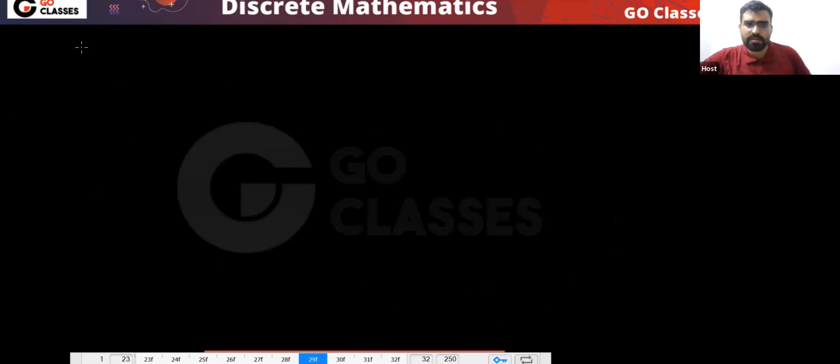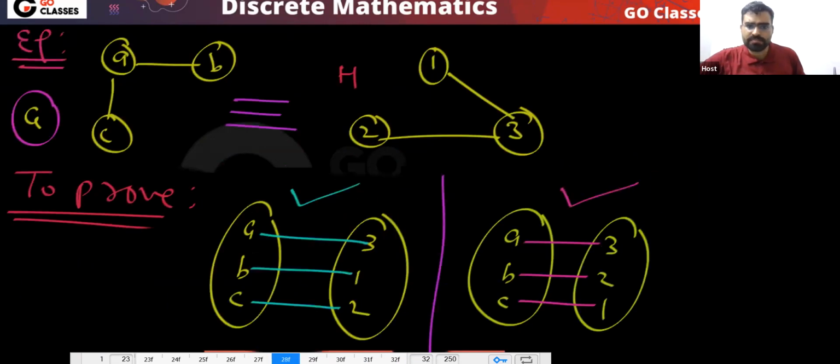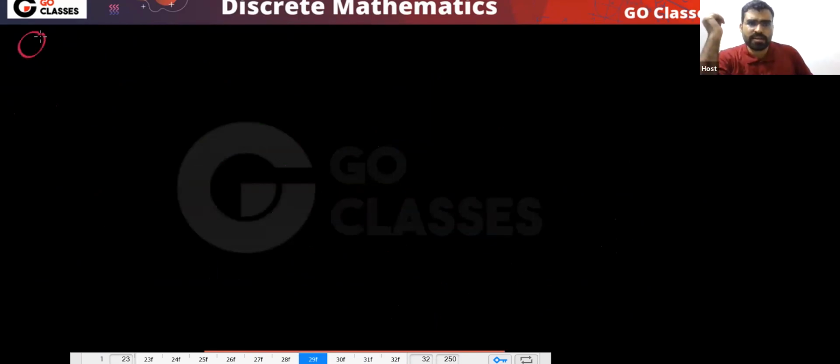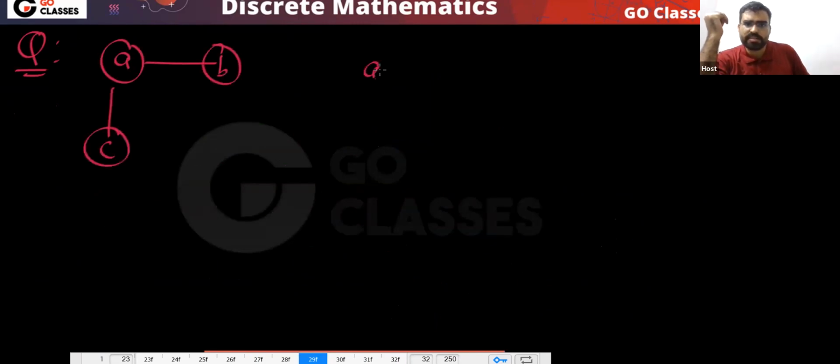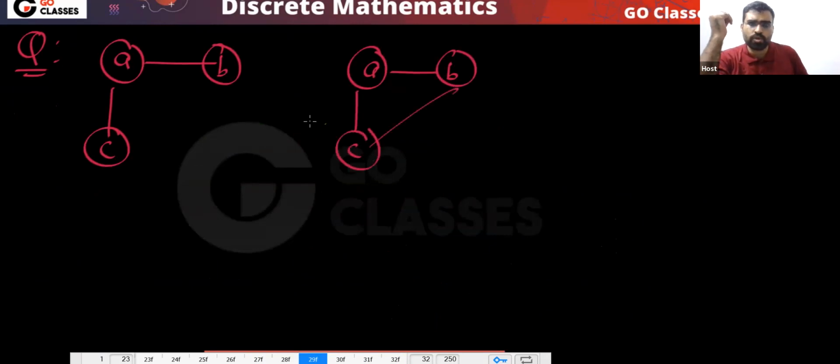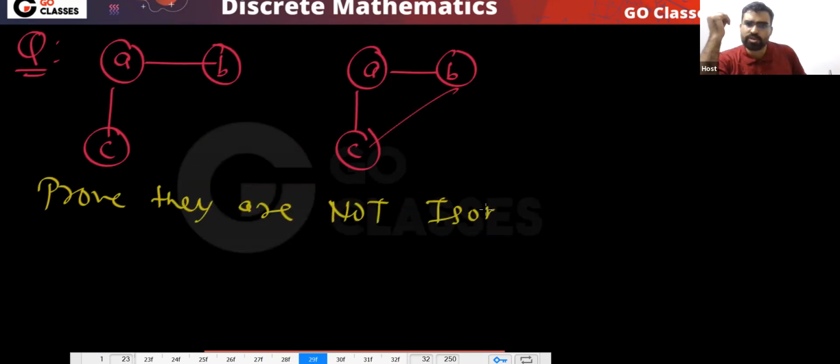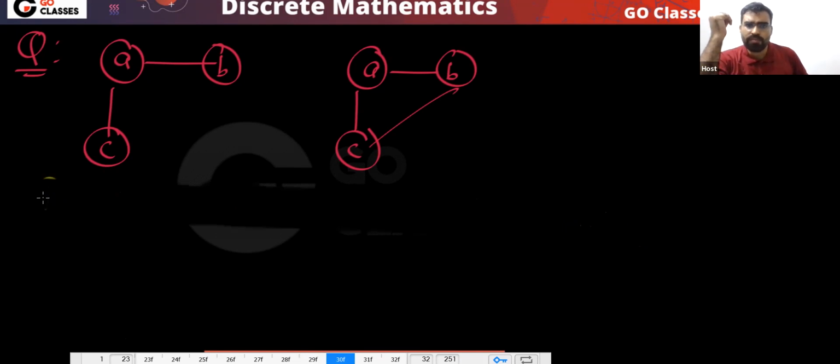So first of all, remember, this is the idea. Now let's see another question. These two graphs, A, B, C and this graph, A, B, C, are they isomorphic? Prove they are not isomorphic. How will you prove they are not isomorphic? What do you have to do to prove that they are not isomorphic?